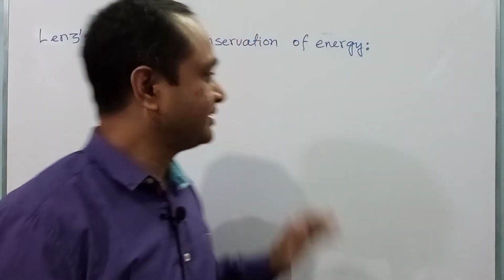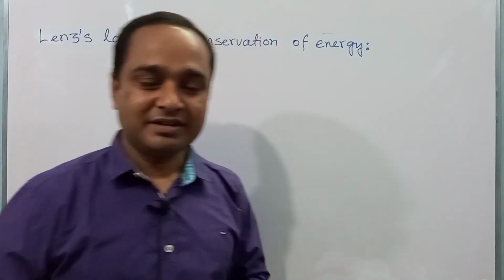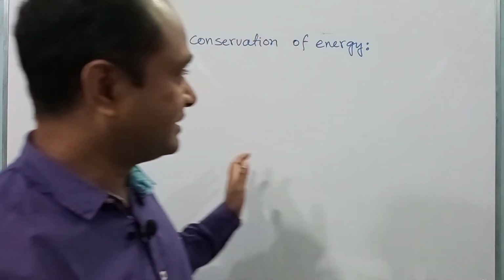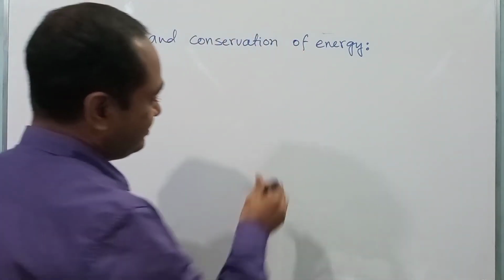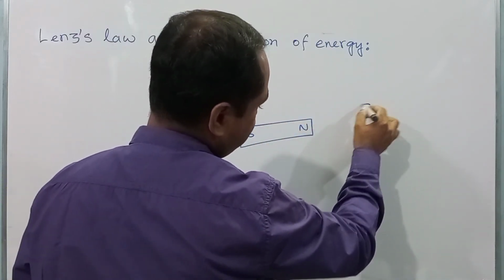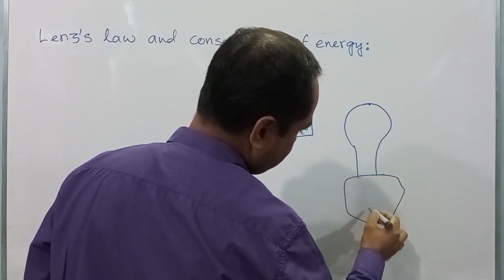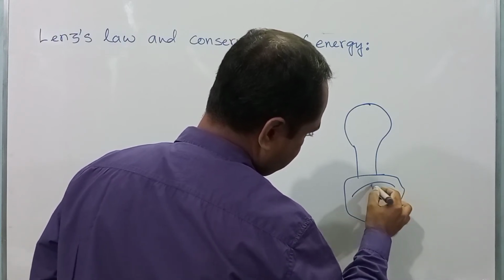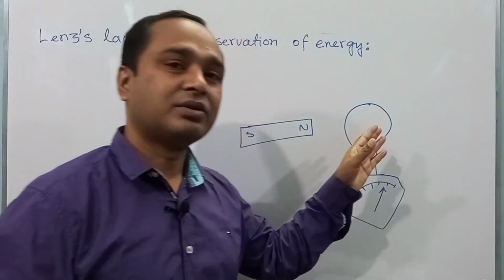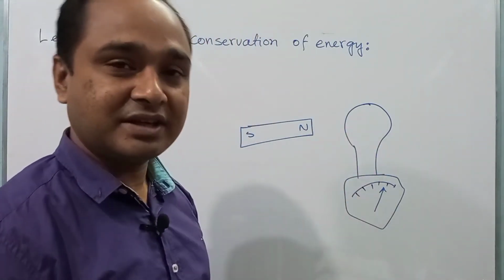Right, dear student, here is the important topic, Lenz's law and conservation of energy. Apparently, it seems to us that conservation of energy is violated here. By the experiment, we observed that when a bar magnet, suppose north pole, south pole, is moved towards the coil or moved away from the coil, there is an electric current induced in the coil.